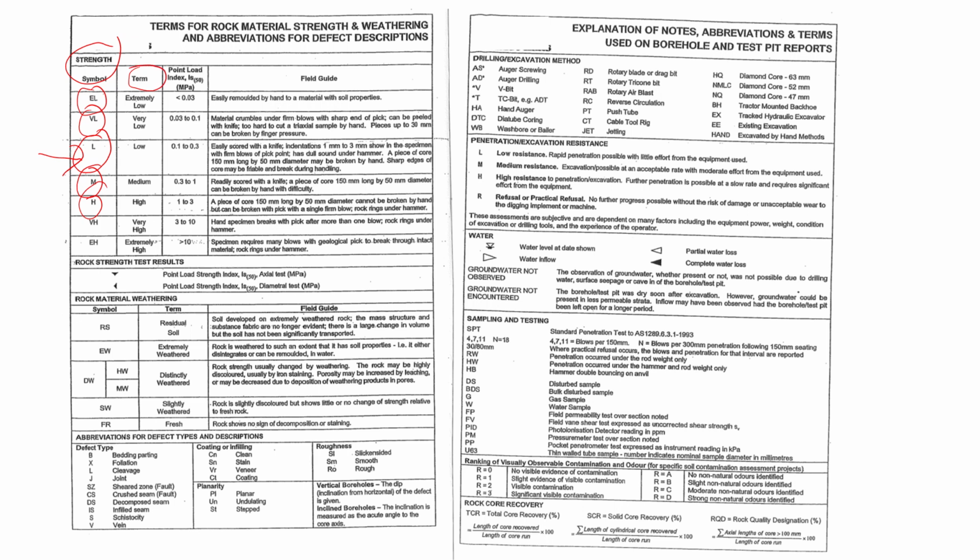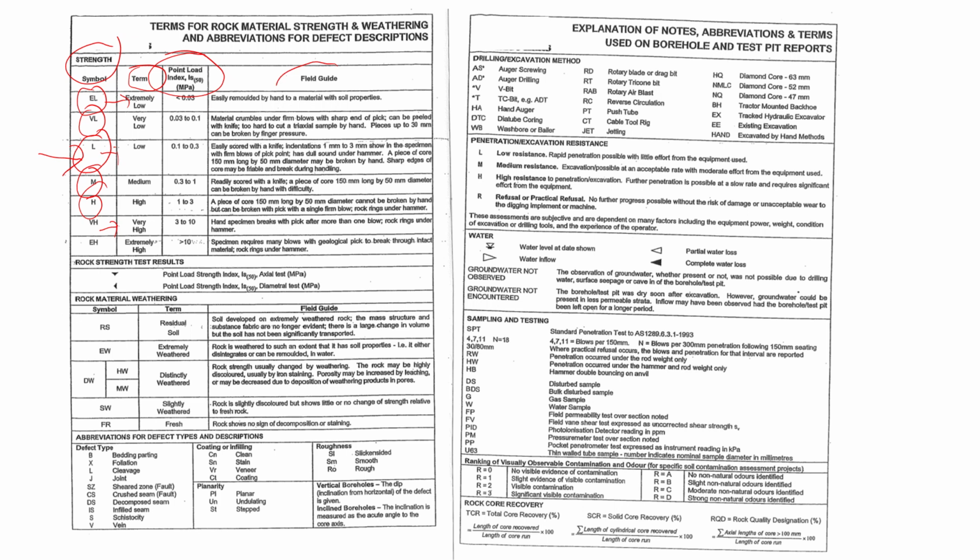So these symbols are spelled out. This one means extremely low, L means low, right? VH means very high. And another good thing, it has a correlation with point load index. I have a video about point load index, how to conduct the tests and how to analyze the results. Please also watch those videos. It will give you more detailed information about what I'm talking about.